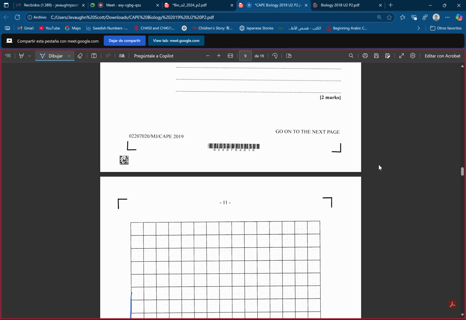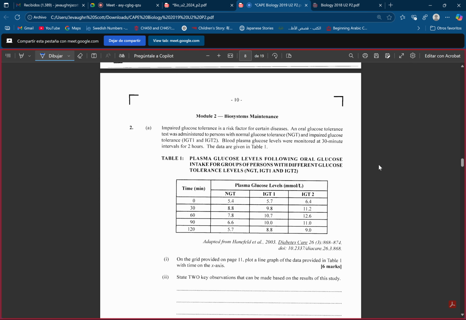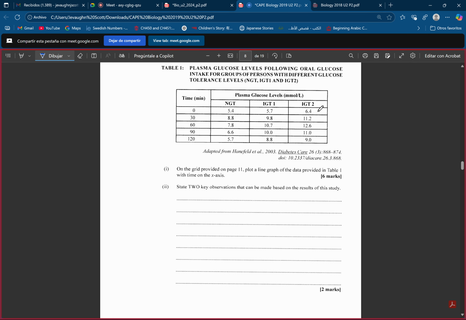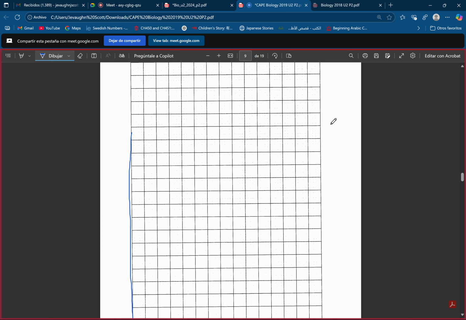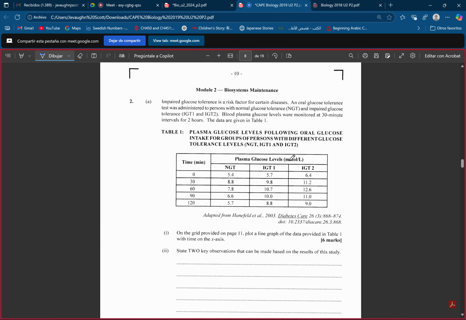So remember to do that, you have to distinguish between them, right? Since they're line graphs, you could use different lines, or you could use different points to represent the differences. So NGT could be your dot and circle. Your IGT1 could be your cross. Your IGT2 could be, let's say, a cross, but with dotted lines or something like that. You need to show the difference between them. All right, does that make sense? Do you understand what I'm trying to say?